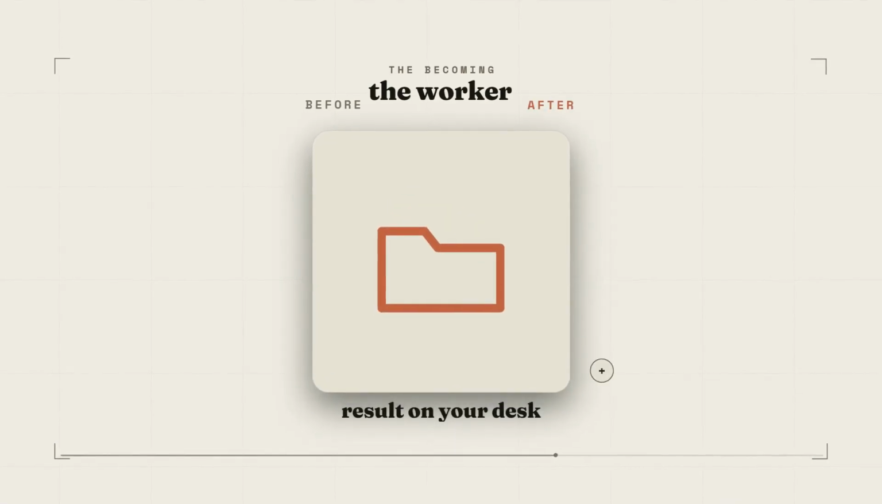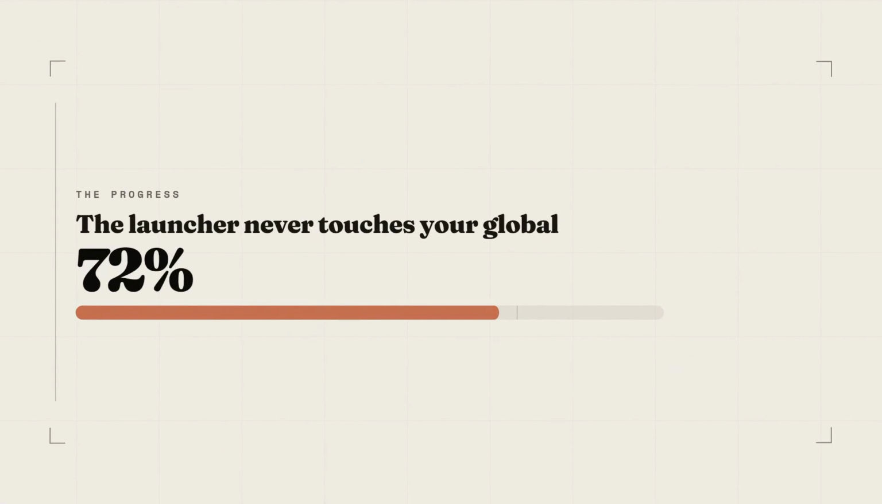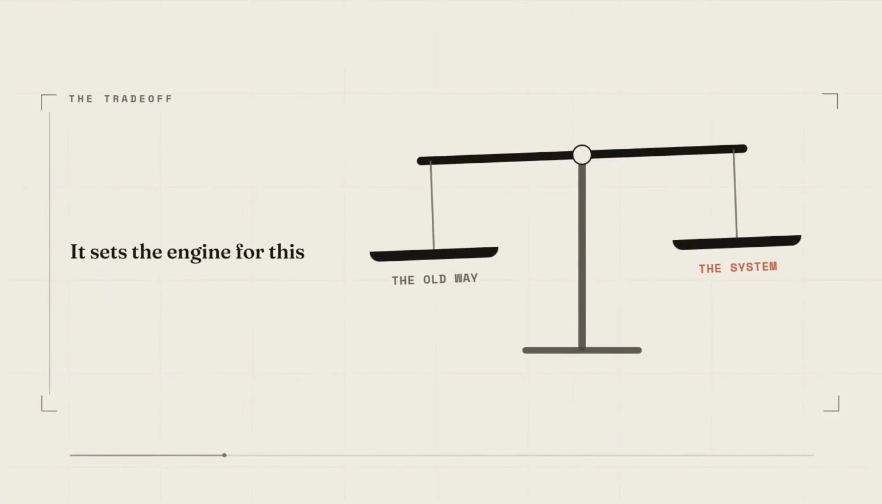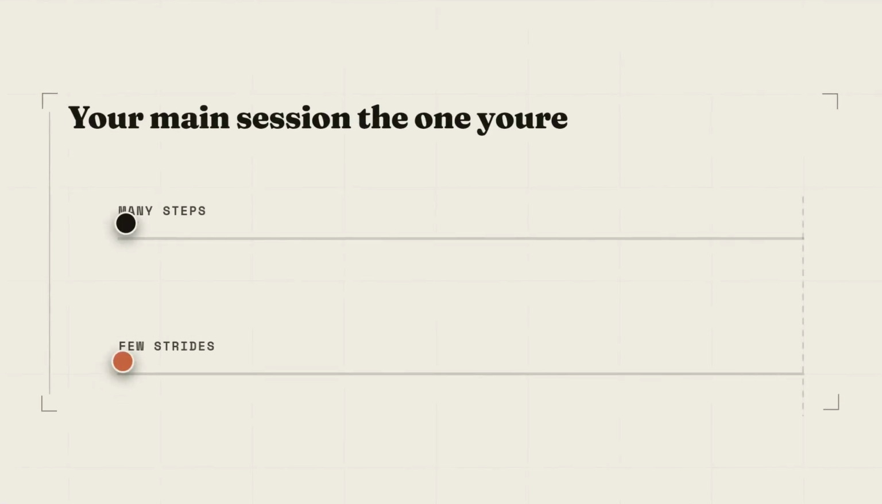Like a worker who comes in and does the job and leaves the result on your desk and goes home. The key word in that last sentence is one process. The launcher never touches your global settings. It sets the engine for this one worker, this one job. Your main session, the one you are steering from, stays on the model you trust. Screenshot this file. It is yours.